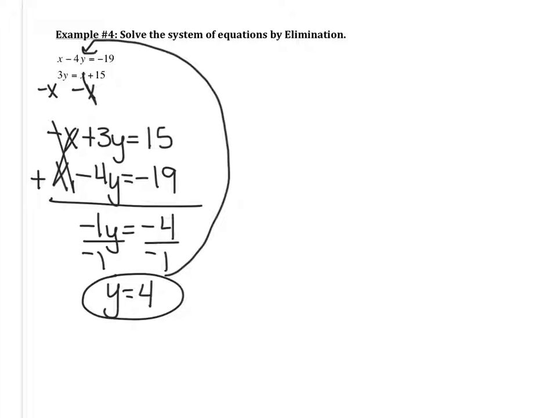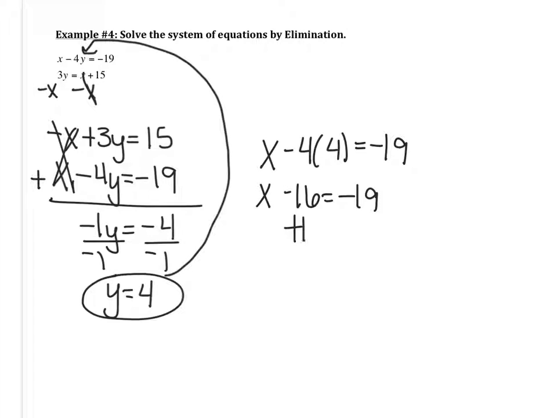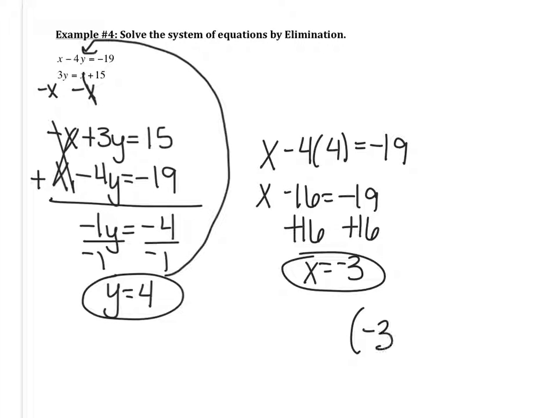So I would have x minus 4 times 4 equals negative 19. So that'd be x minus 16 equals negative 19. So when I add the 16 to both sides, I end up with x equals negative 3. So those are my two answers. So remember, write your answer as an ordered pair. So our ordered pair would be (-3, 4). So if I were to substitute negative 3 in for x and 4 in for y into both of the original equations, it should work out since this is the shared point between the two lines.